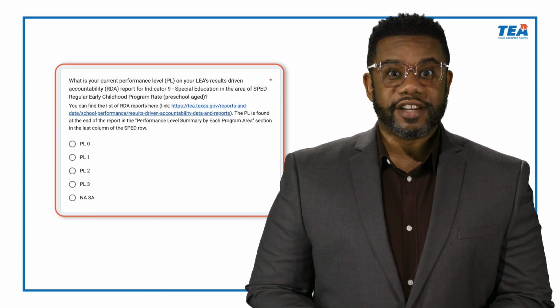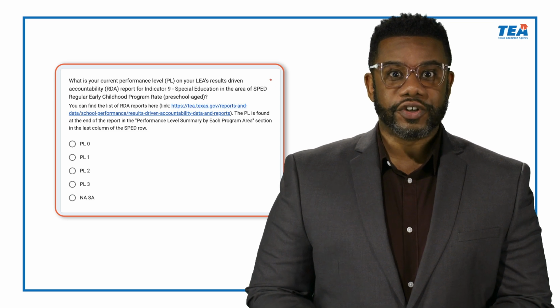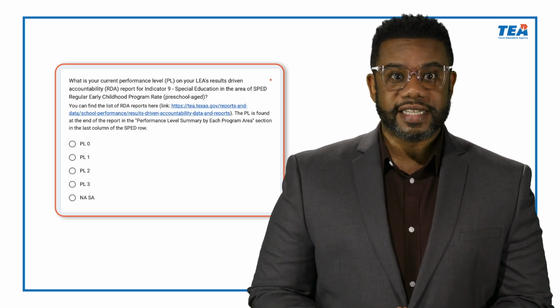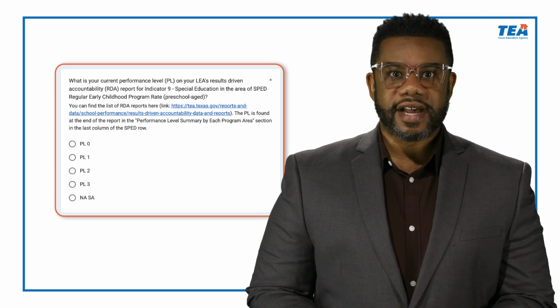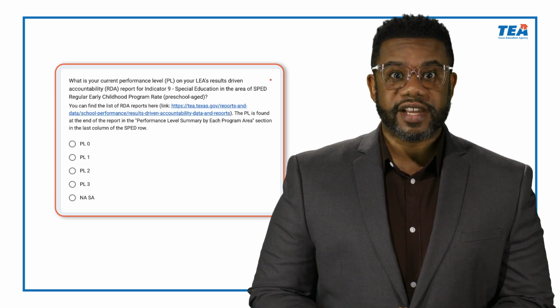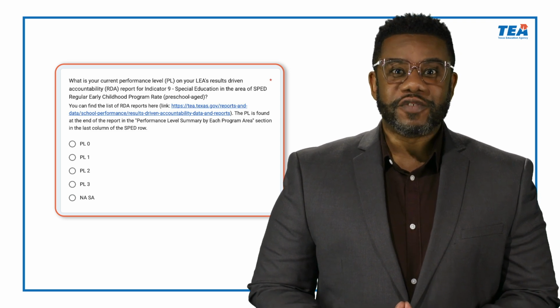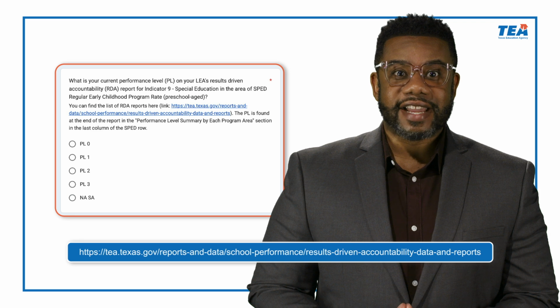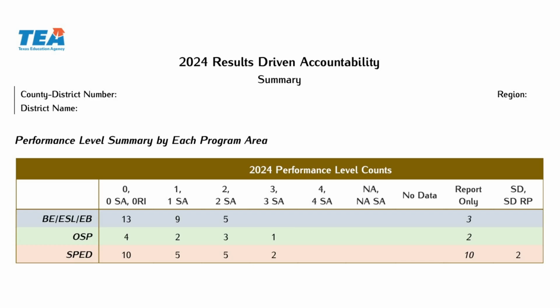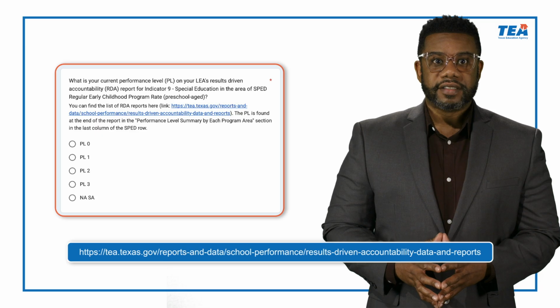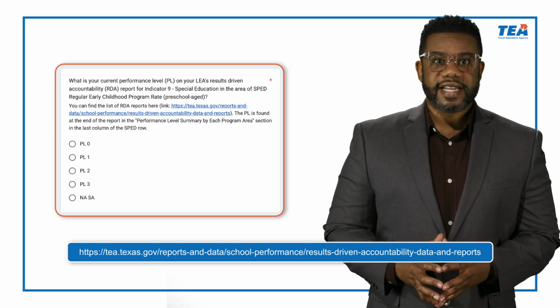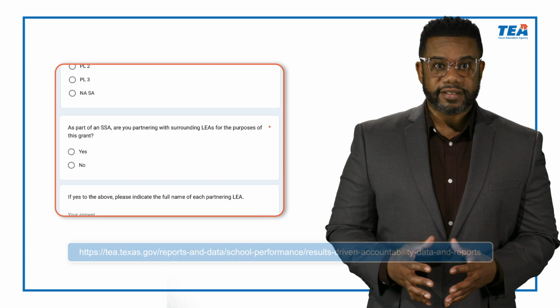Next, you'll need to provide your current performance level, PL, on your LEA's Results-Driven Accountability, RDA, report for Indicator 9, Special Education in the area of SPED, Regular Early Childhood Program Rate, Preschool Aged. You can find the list of RDA reports on the TEA, RDA, and Reports webpage linked in the application. The PL is found at the end of the report in the Performance Level Summary by each program area section in the last column of the SPED row. Select the level that matches your LEA's current status from the options provided in the application.